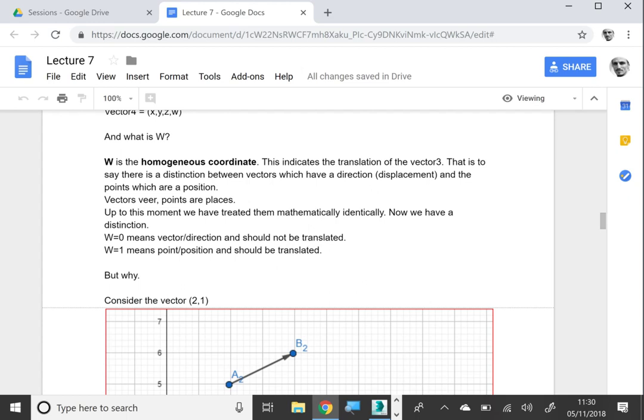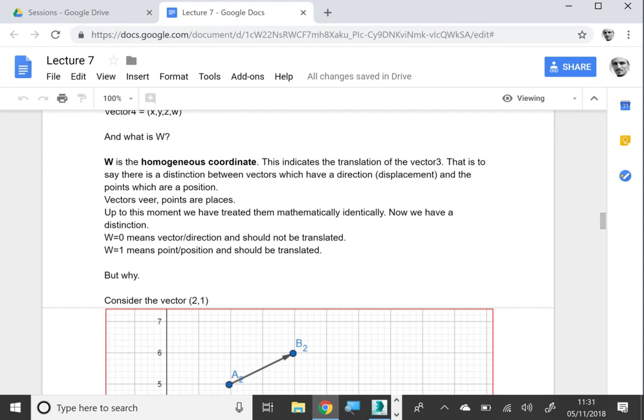Right. So what does w actually do? It indicates whether or not you're talking about a direction or a position. And up to this point, we haven't worried about the difference between those two things. We've basically said that vectors are vectors, and we've basically said that points are points, and we've basically treated points as vectors and vectors as points completely interchangeably, because there isn't really any mathematical difference while we've been fiddling around in 2D.